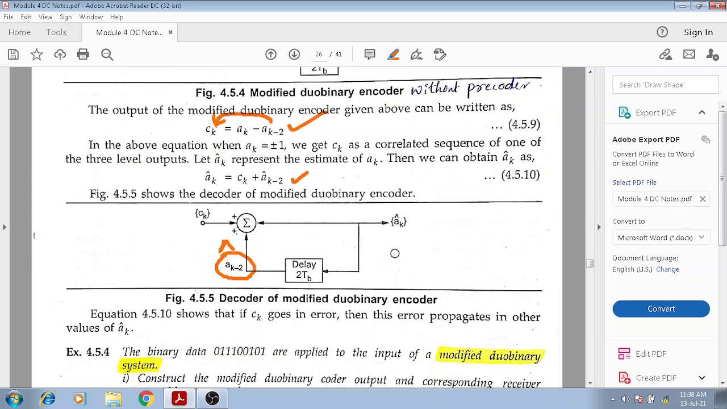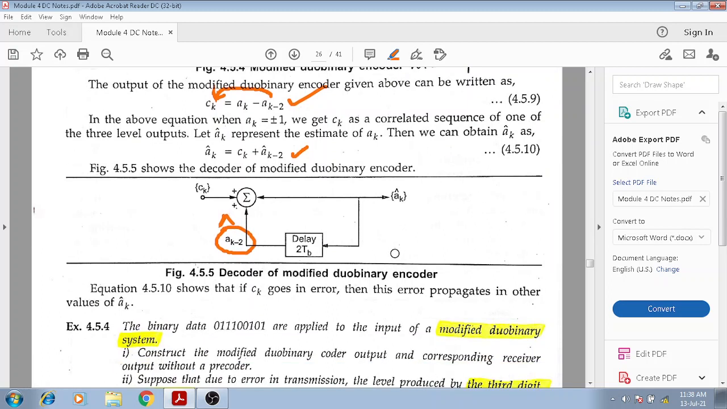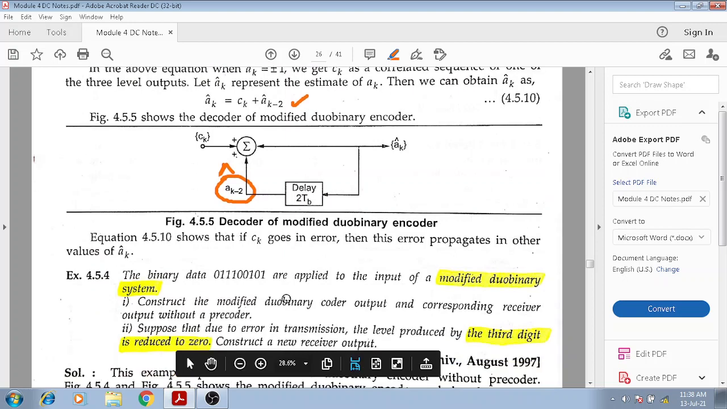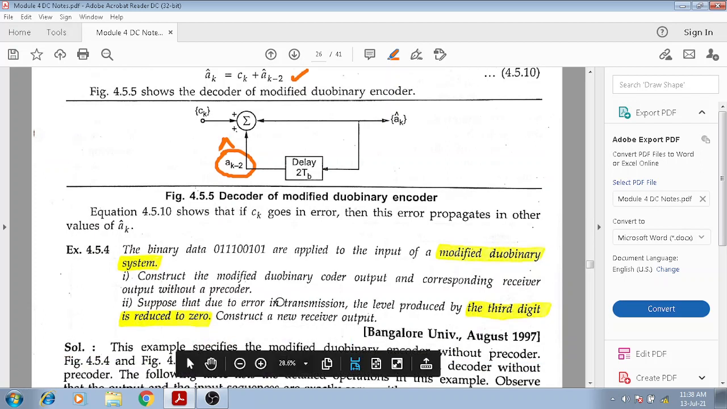Is that clear? During the data transmission, if any bit gets affected by an error, then the entire data bits get affected by the error. So the error is going to propagate through the entire data transmission. So let's understand how a single error can affect the entire data transmission.